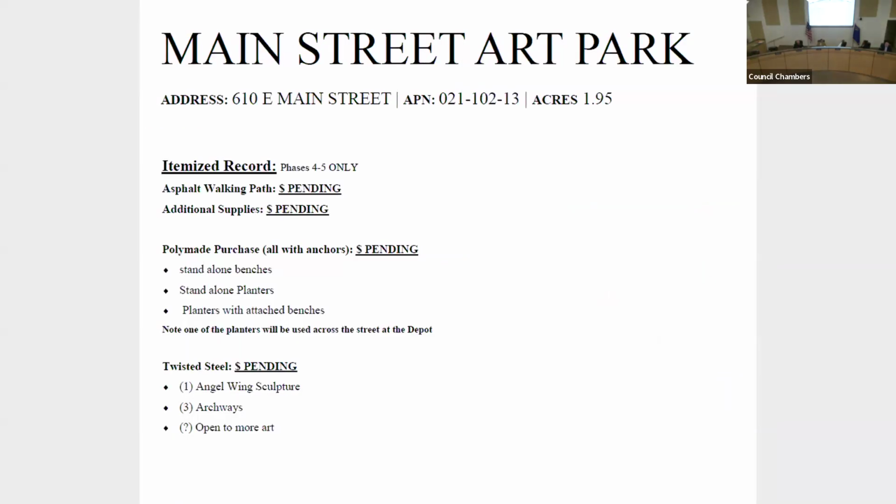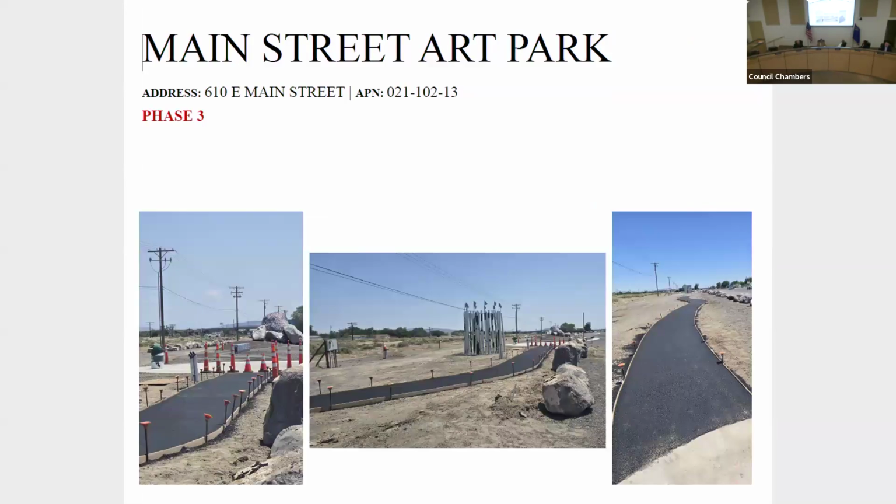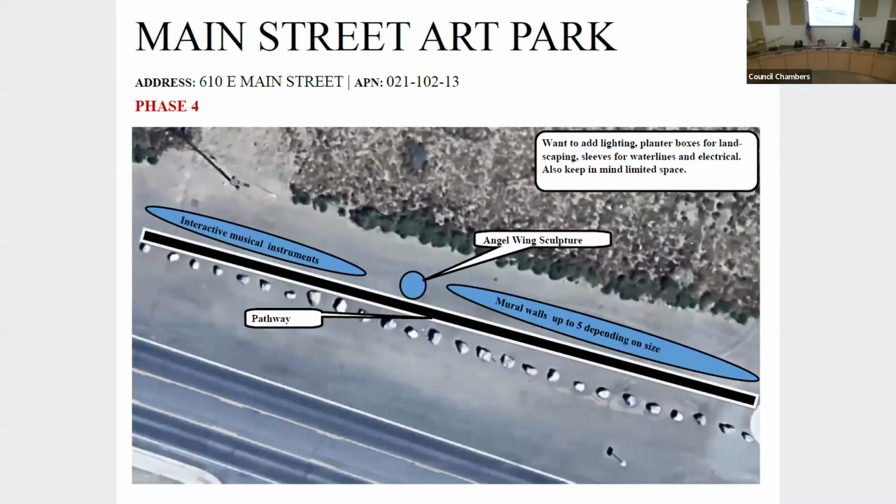And this is phase 4 and 5, and we don't have any funding for that as yet, but that's going to be this area here. And that's going to be a continuation of the path. As you know, that Main Street Park narrows quite a bit towards the west. So it will just be a linear park with, these are some ideas. These are not set in stone.